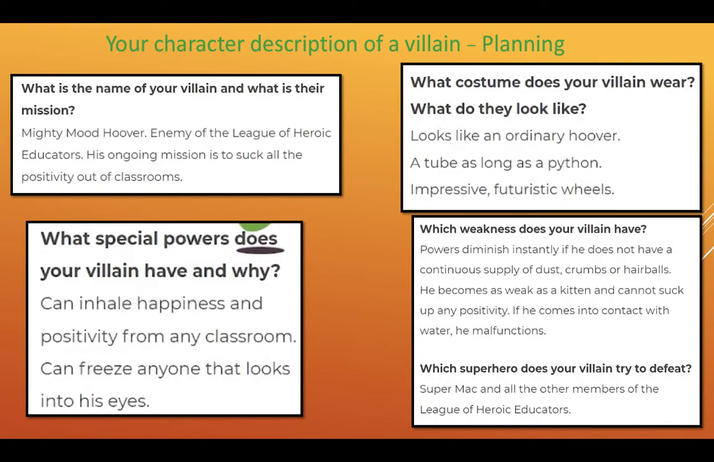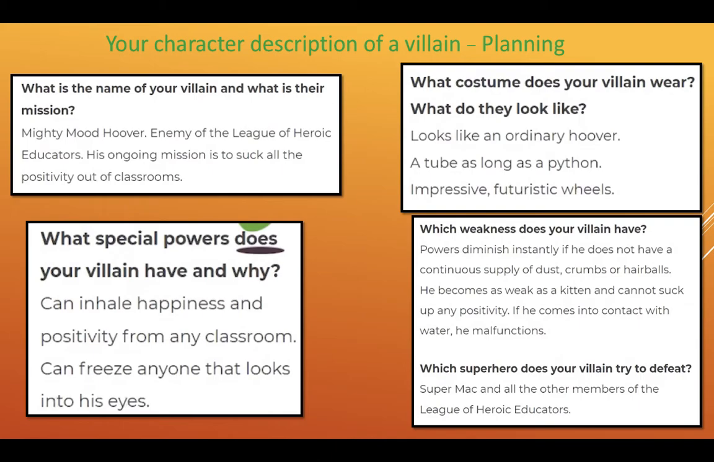If he comes into contact with water, he malfunctions. Do you know what malfunction means? It means he stops working. Which superhero does your villain try to defeat? Super Mac and all the other members of the League of Heroic Educators. So there you go, there's a simple plan. What do you do with that plan?